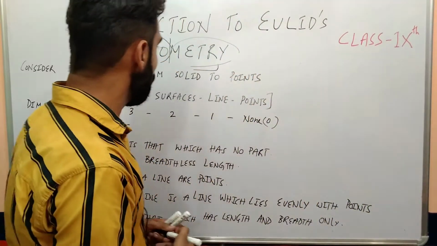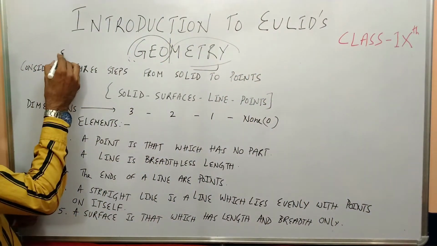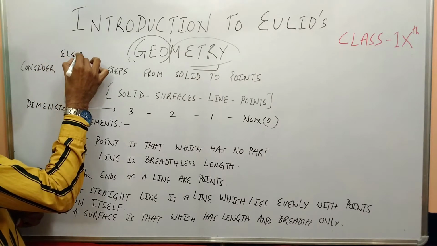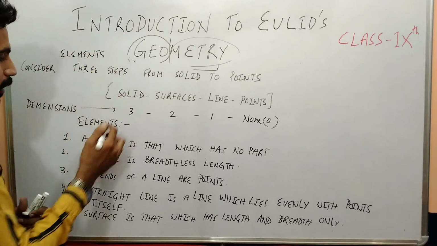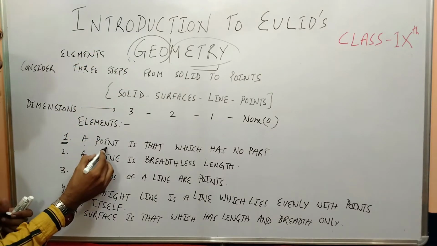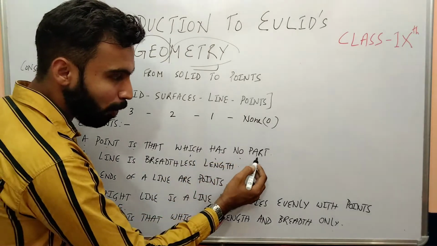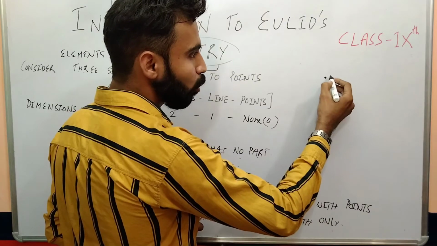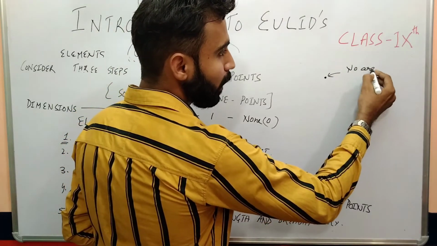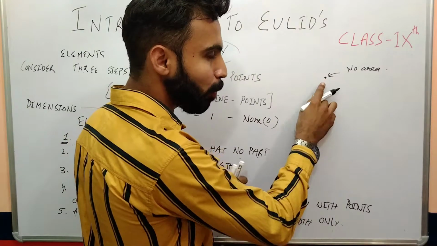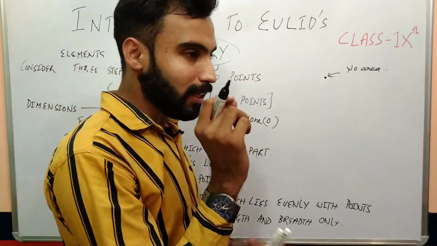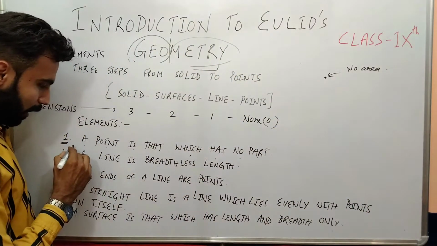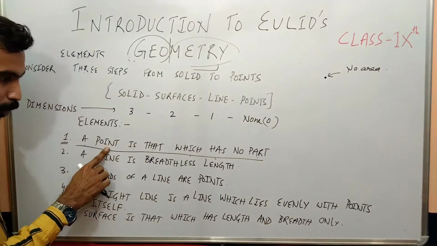So students, now I'm going to discuss the elements which Euclid has placed in its 13 books, right? So the first element here I'm going to discuss is a point is that which has no part. अगर मैं एक single point draw करता हूँ, that means it actually occupies no area. It is assumed that it actually occupies no area, but still there is a single nano area which it actually occupies.